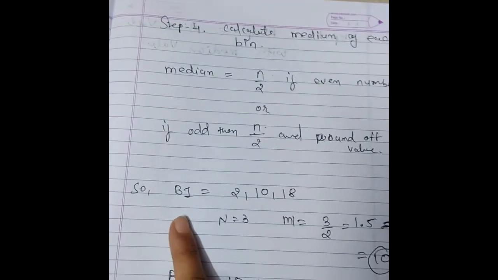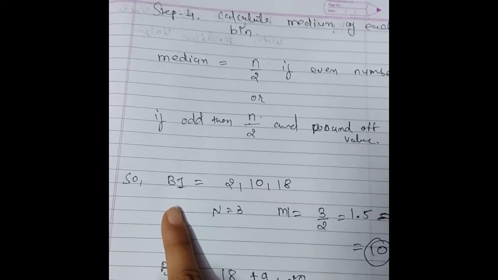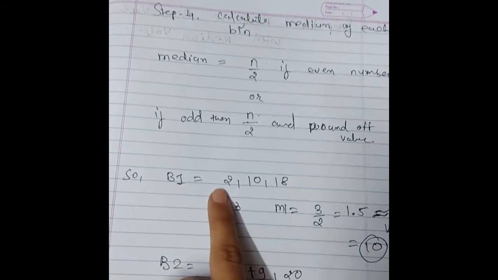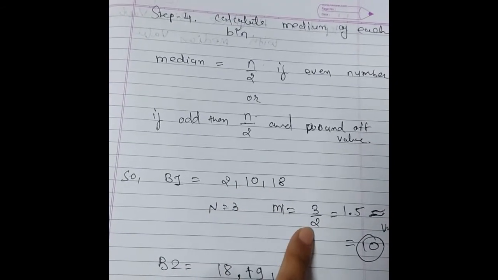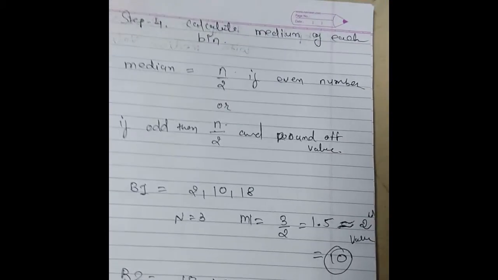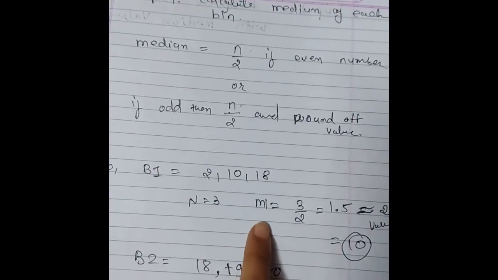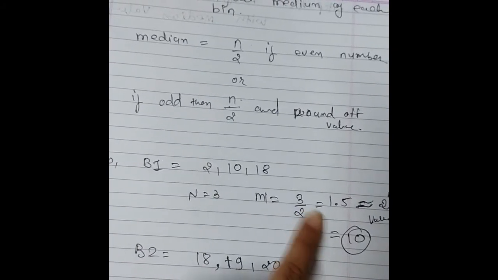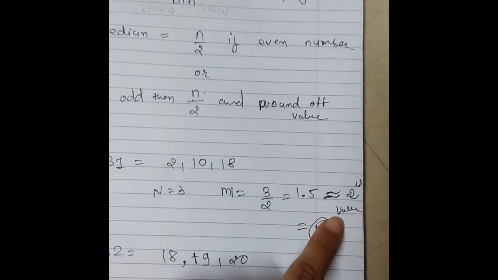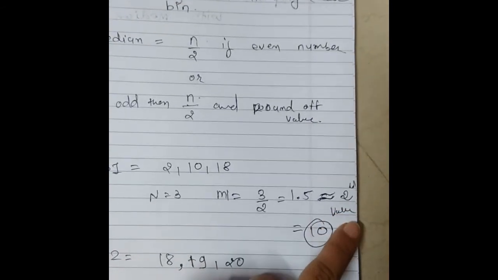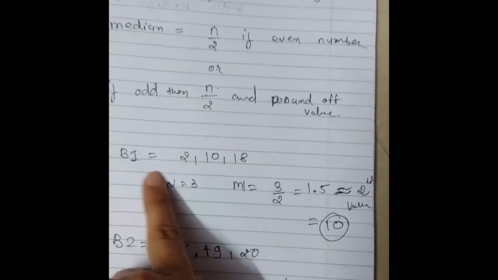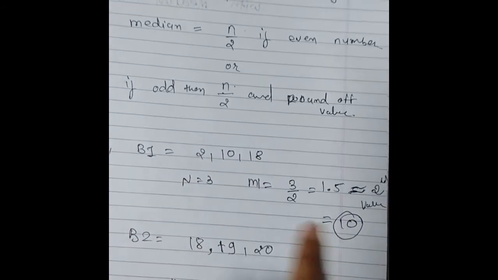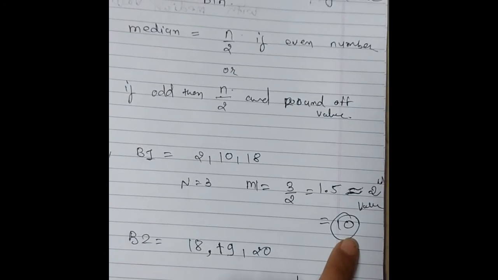So let's do it by taking bin 1. Bin 1 has the values 2, 10 and 18, so we have 3 data points. To calculate the median, 3 divided by 2 is 1.5, and if we round the value, it becomes the second value. The second value of bin 1 is 10. So the median value becomes 10.